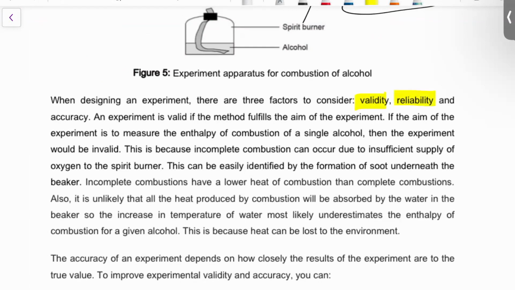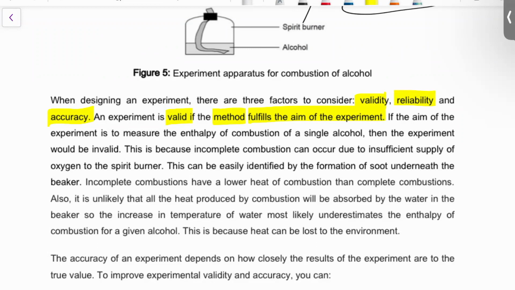Validity, reliability, and accuracy. Okay, let's talk about what they actually mean first of all. By definition, whether or not something is valid depends on whether or not it's doing what it's supposed to do. So in terms of a scientific experiment, something is valid if the method that you're using fulfills the aim of the experiment.